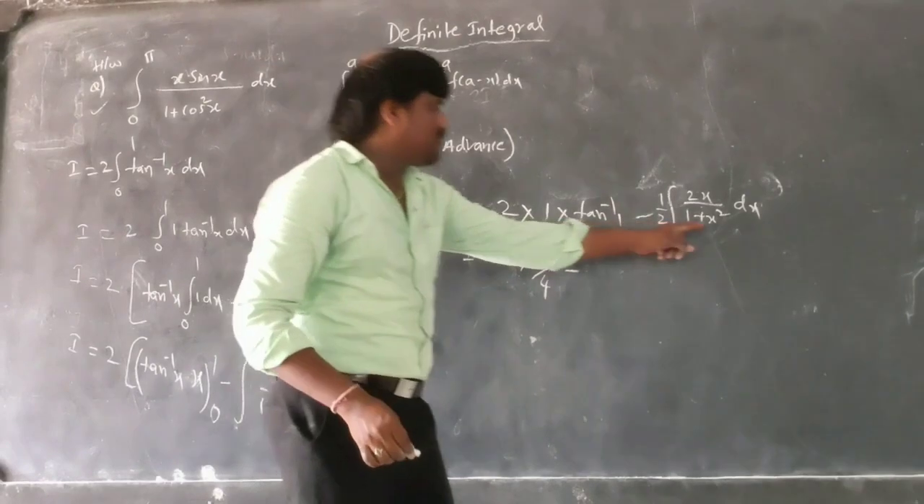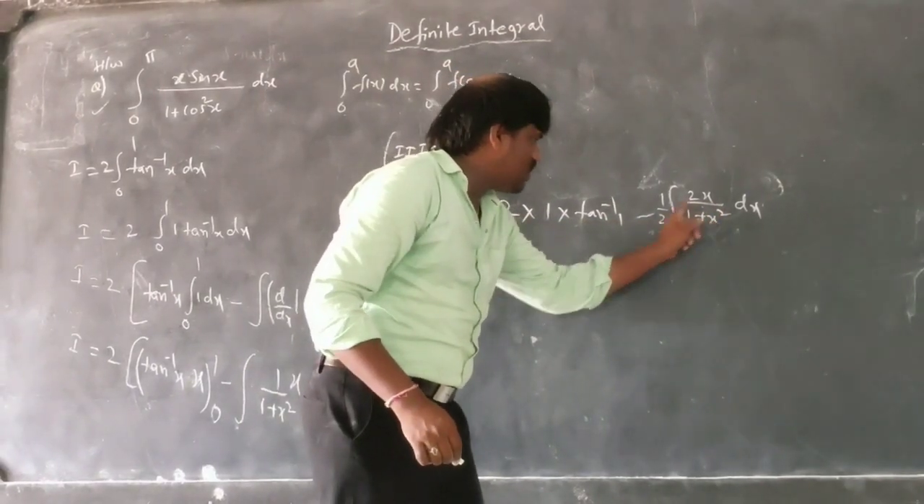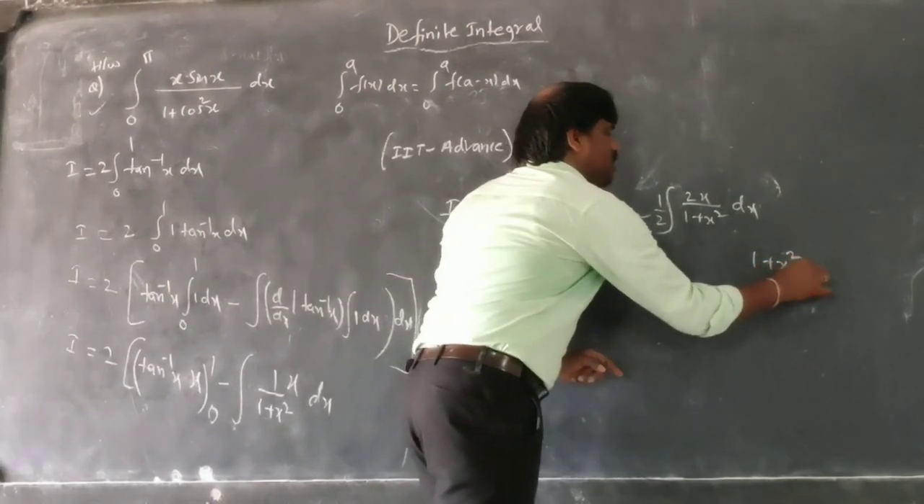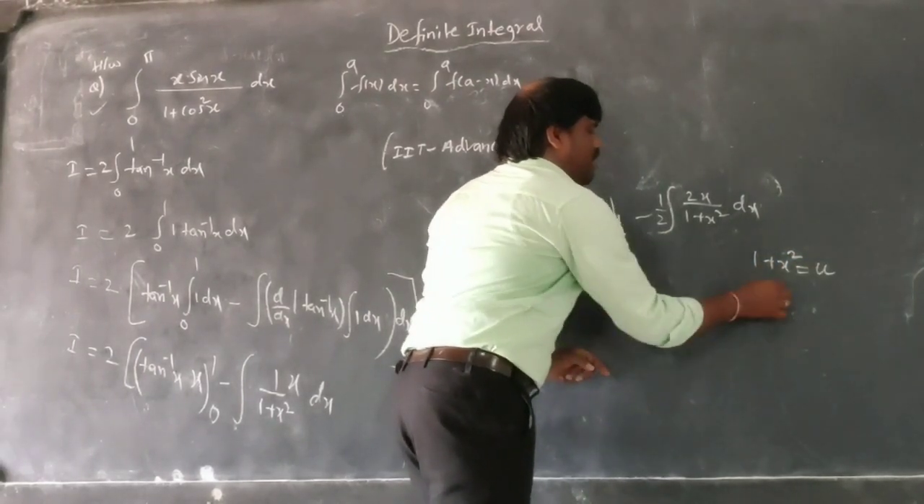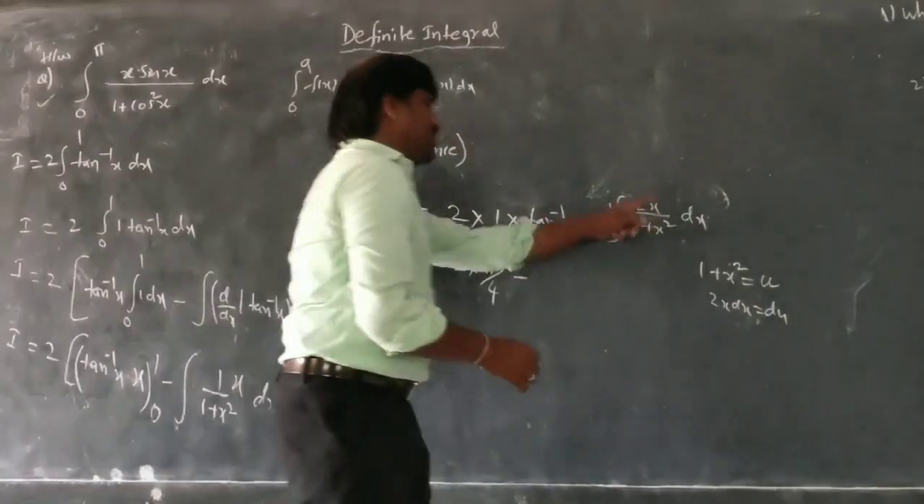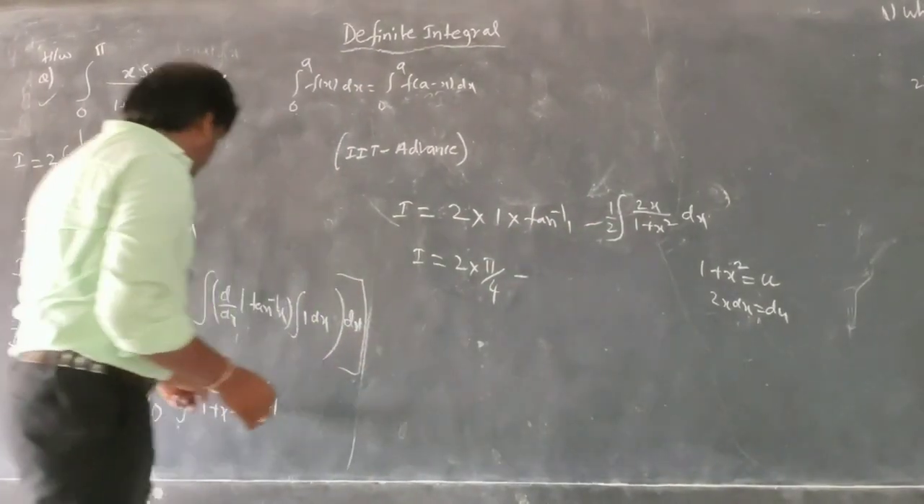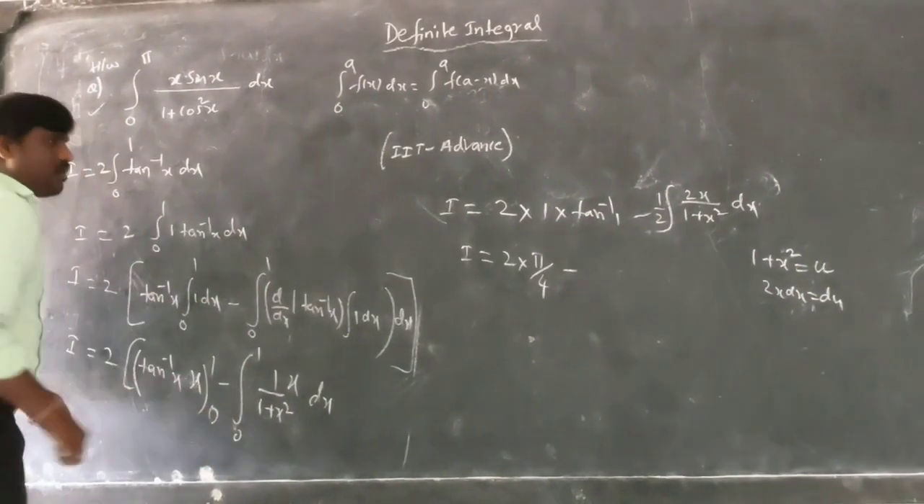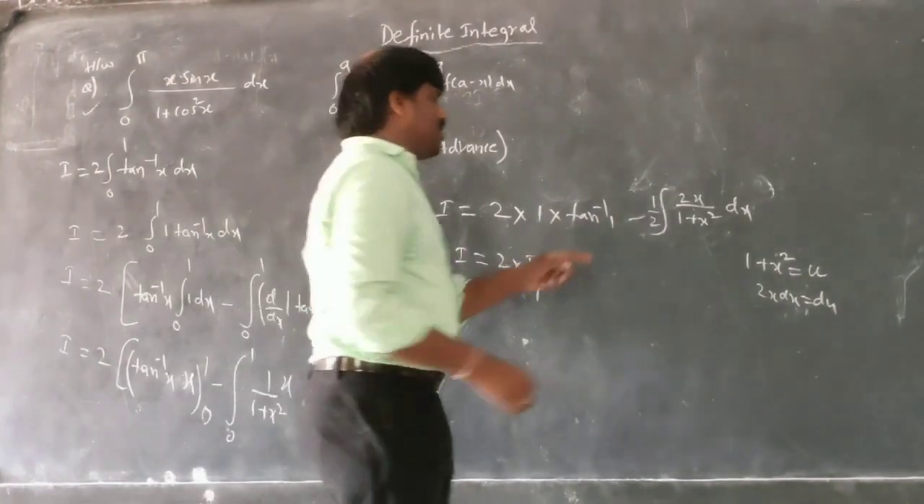minus. Why have I done this? The differentiation of 1 plus x square is on the top. If I take 1 plus x square equal to u, then 2x dx is equal to du. This is going to change, and don't forget to keep the interval 0 to 1.